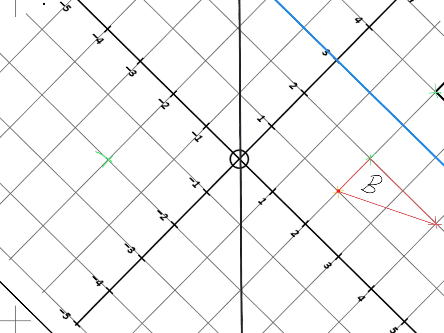Pick another point, the yellow one. It is 1 diagonal and another half, so 1.5 diagonals. And if we go half, 1.5, there's where the new yellow point is.